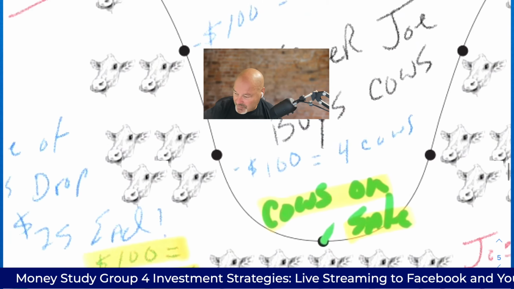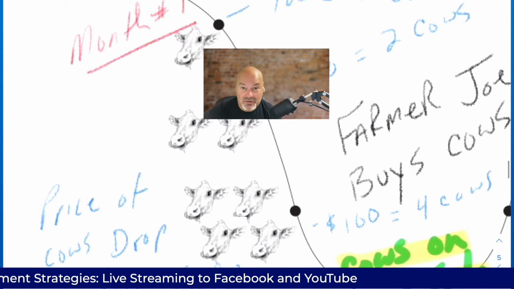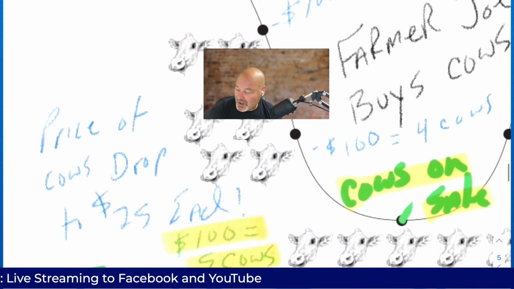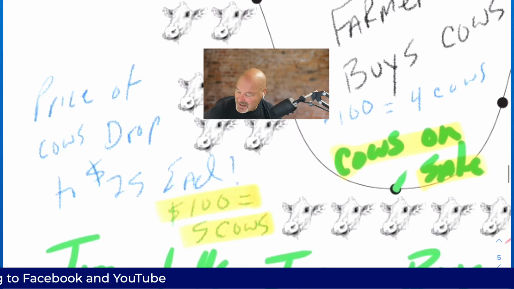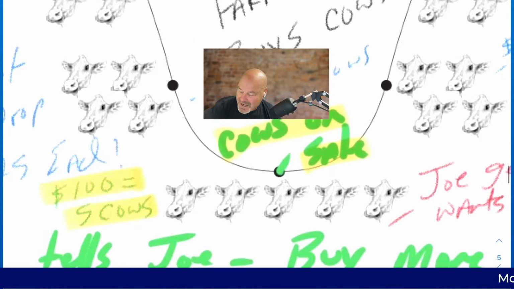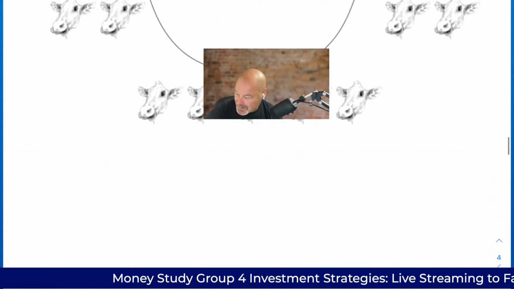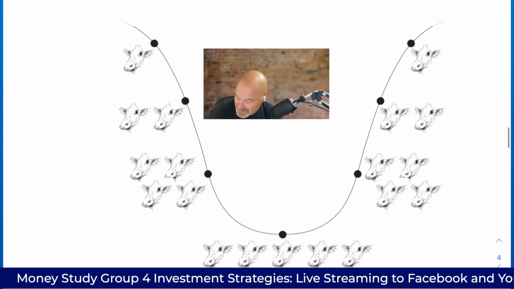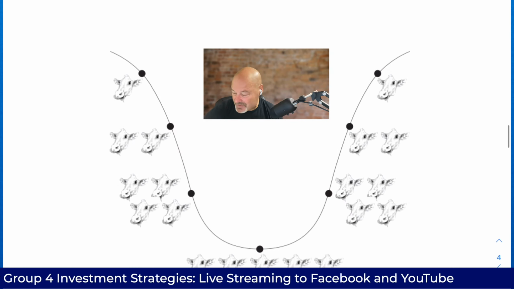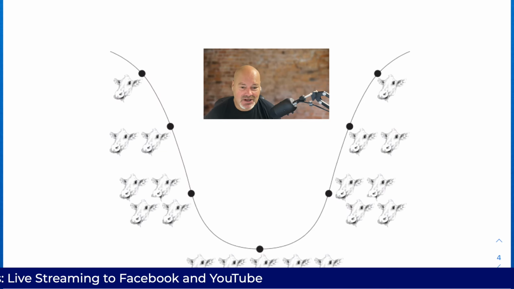And then the 4th month, so we've got month 1, cows are $100 a head. Month 2, cows are $50 a head. Month 3, cows are $25 a head. And then month 4, cows drop to $20 a head. How many cows does Joe get? So he gets 5 cows. 1, 2, 3, 4, 5. That's month number 4.